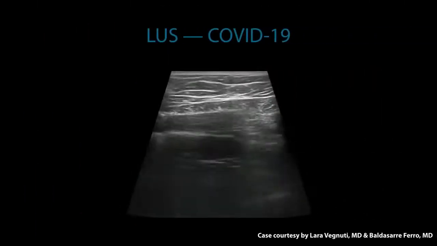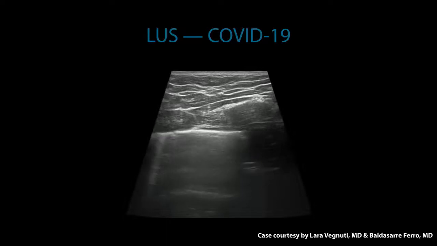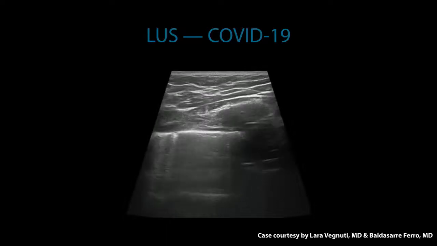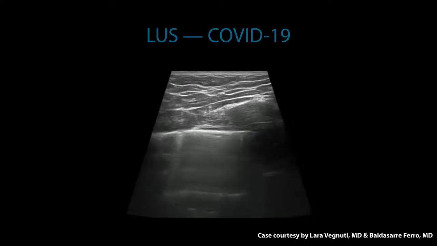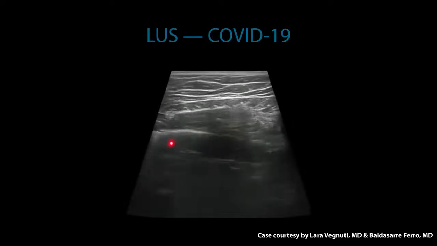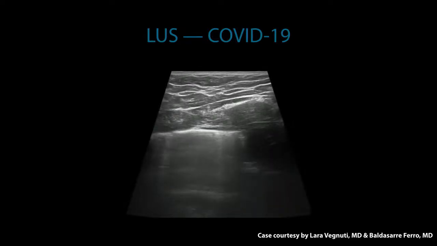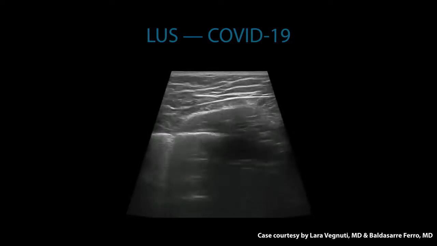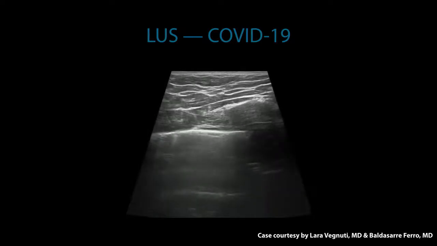And now let's turn to lung ultrasound, and of course I must express my big thanks to Lara Venuti and Dr. Baldassare Ferro from Livorno, who provided these images to me from a patient with severe COVID-19 infection. And what you see here, again, you now know, we see these typical B lines that radiate from the pleura, suggesting that there is a lot of fluid in the lungs. So this is the typical finding you would see in such patients.